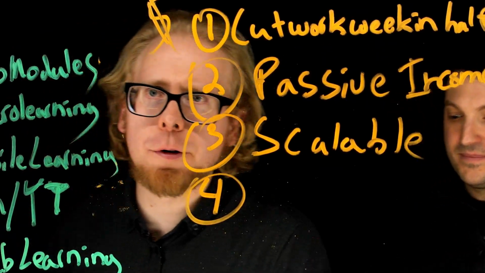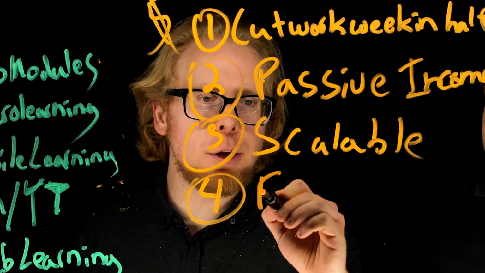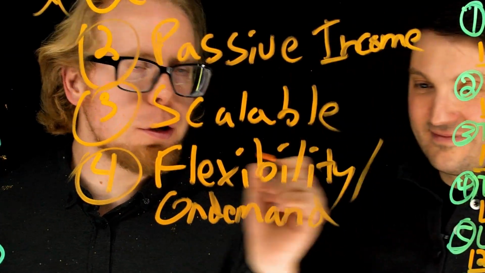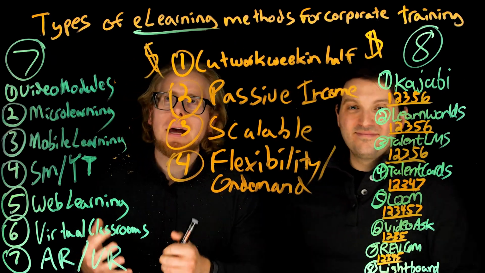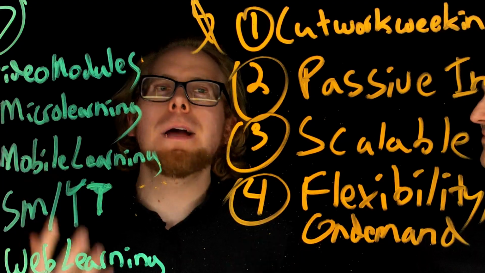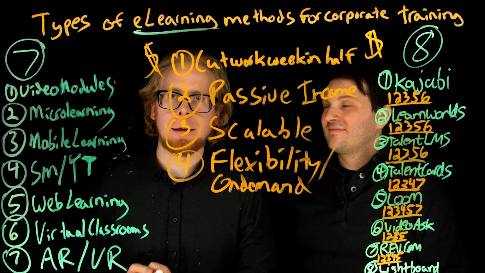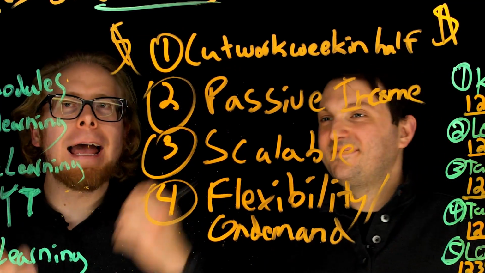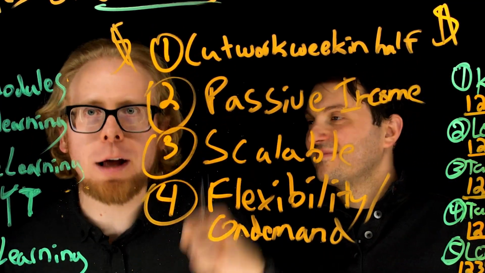And from a learner perspective, number 4 gives them the flexibility of on-demand learning. What this means is that your learners can learn whenever they need to, and they don't have to wait for you to train them, or wait for your team members to train them. So it allows you to save time, cut your work week in half, and it allows your learners to learn when they want to learn.